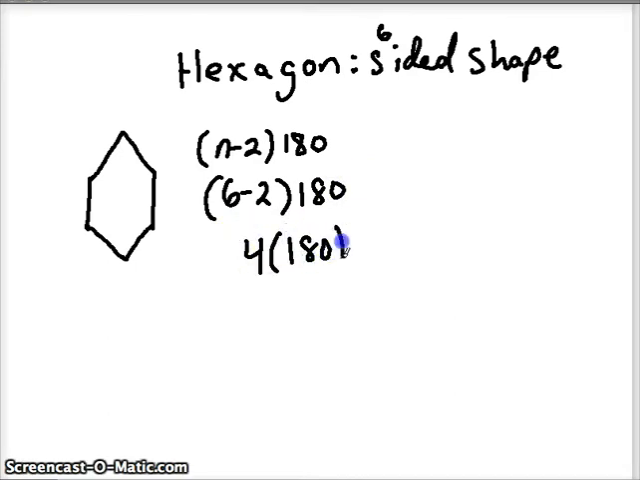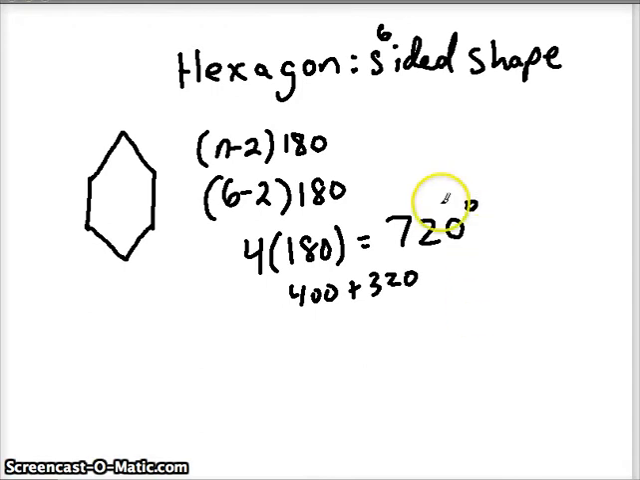4 times 180. Well, that's really 4 times 100. That's 400. And 4 times 80, or 4 times 8 with a 0 on the end. 4 times 8 is 32. So just put a 0 on the end. So 4 times 80 is 320. Add it together. 720 degrees. If we were to add up all these angle measurements inside this shape, we would get 720 degrees.